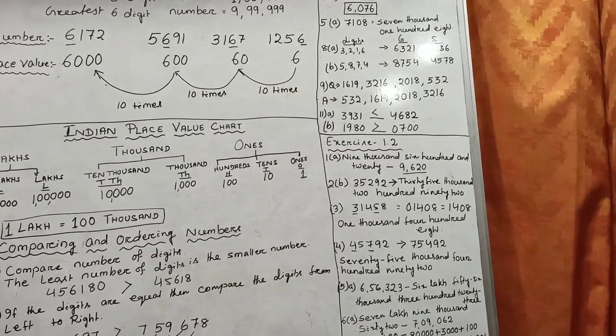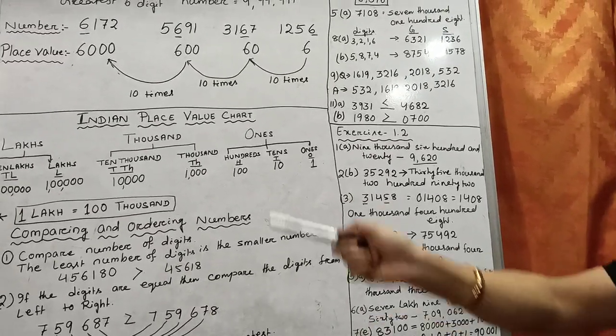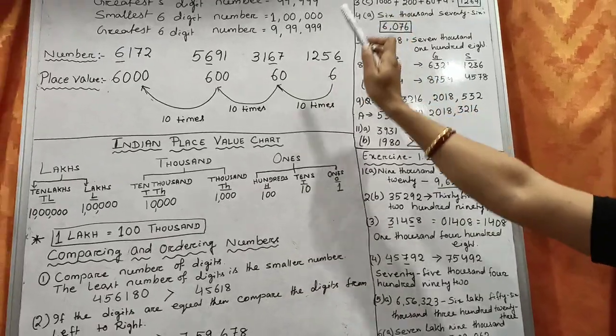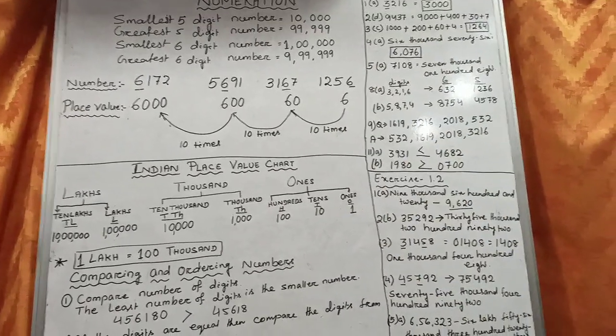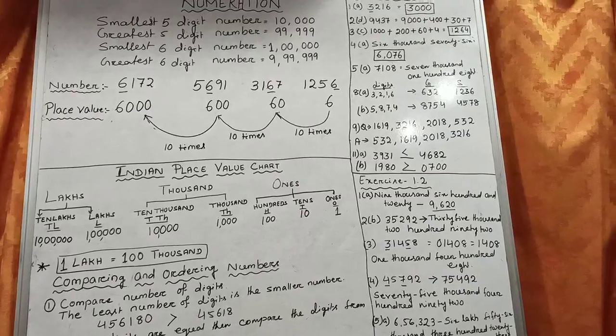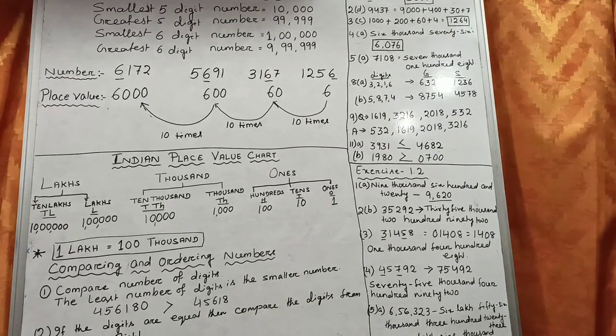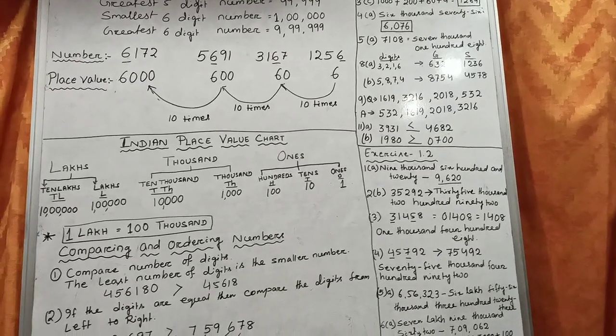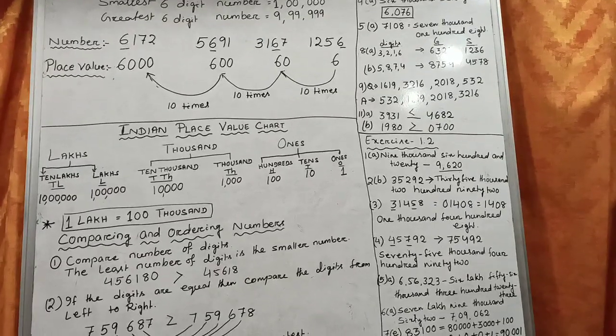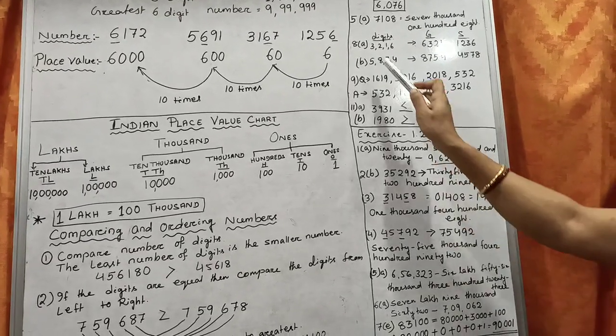Then question number 6. Write the greatest number of 5 digits. That is already we have discussed here. Next is write the smallest number of 4 digits. That all of you know. Smallest 4-digit number is 1000.